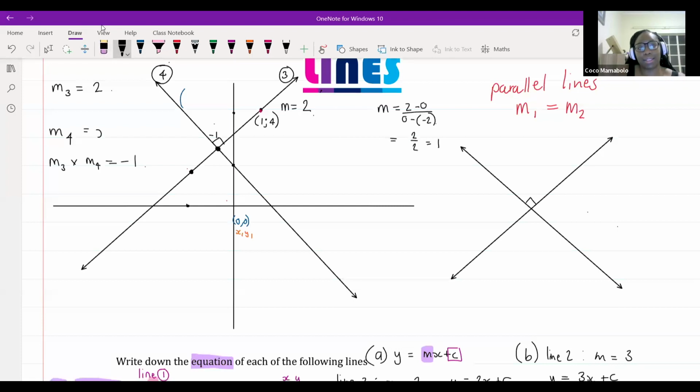Let's make this x. Okay, I'm going to make the gradient of 4 x. I'm going to replace the gradient of 3 with 2. So I've now got 2 multiplied by x is equal to -1. Let's solve for x. 2 times x will give me 2x is equal to -1. What would x be equal to? X is equal to divide by 2, divide by 2. X is equal to negative 1 over 2.